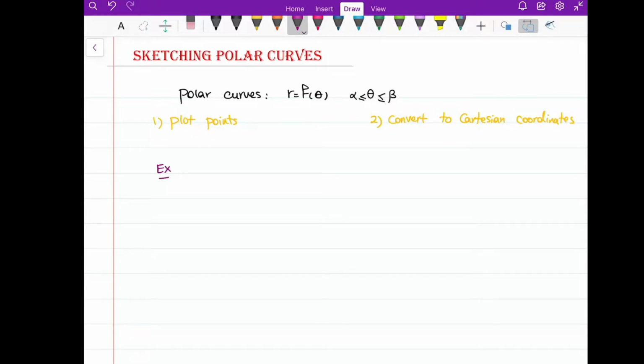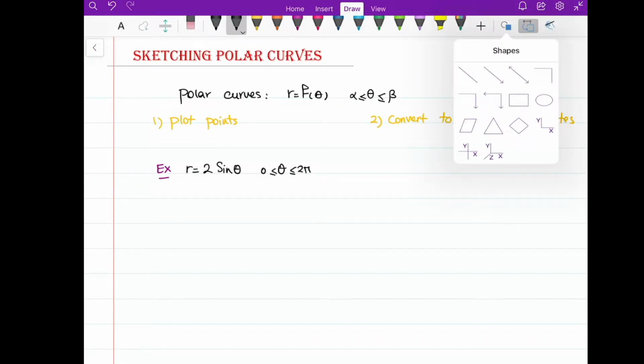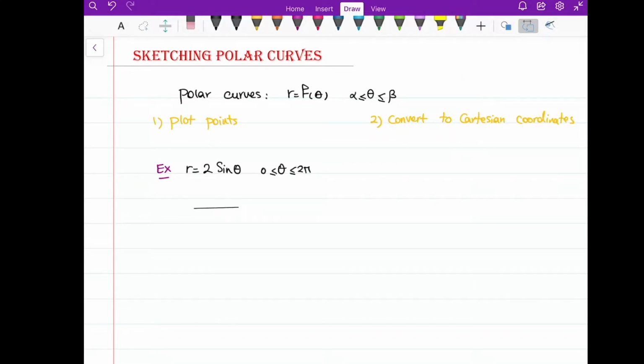So let me explain in one example. r equals 2 sine theta, where theta is between 0 and 2 pi. Okay, so I'm going to give some numbers to r and theta. Let me give numbers to theta, and then we're going to find r. So when theta is equal to 0, r would be 2 sine 0. Sine 0 is 0, so I get 0.